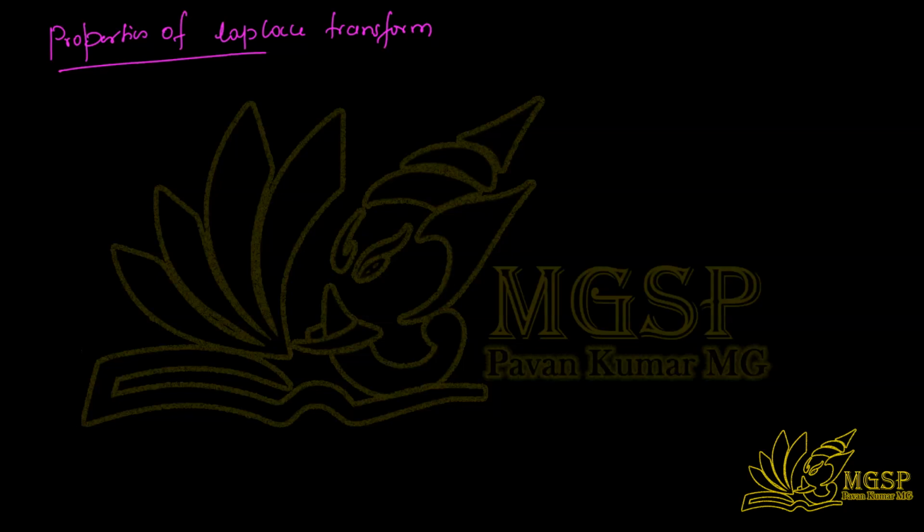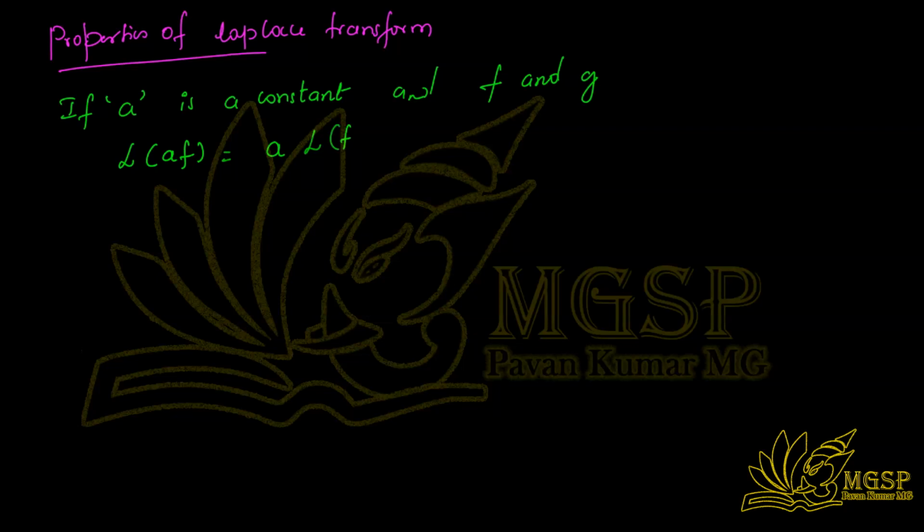Suppose a is a constant, and f and g are functions. Then we can write Laplace of a times f is equal to a times L of f. Similarly, for f plus g, you can separate this, and it becomes L of f plus L of g. What is this property called? These two properties are called the linear property.